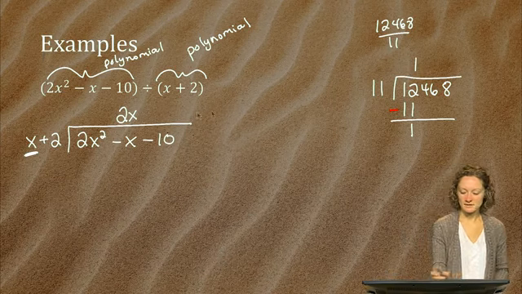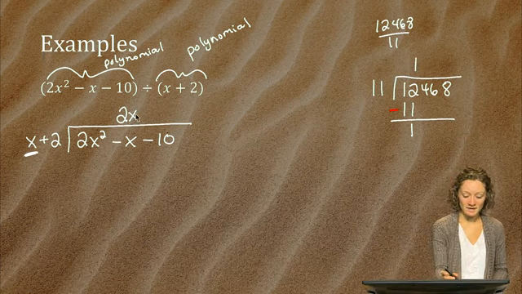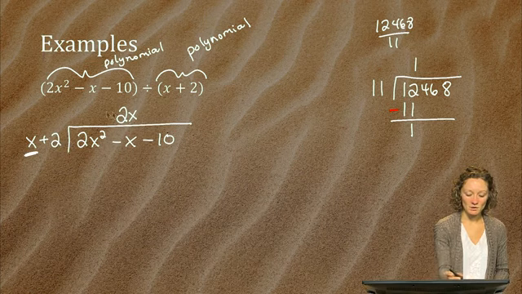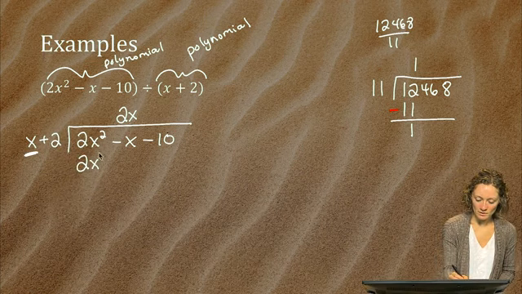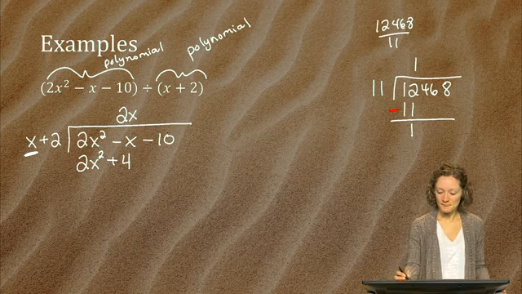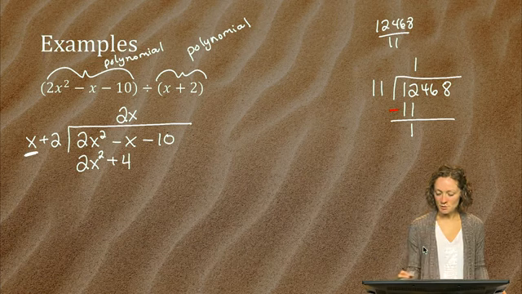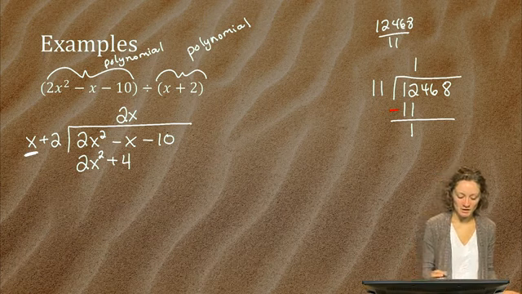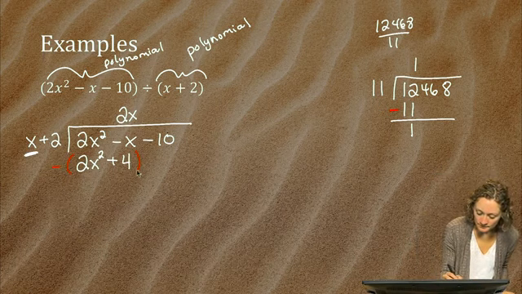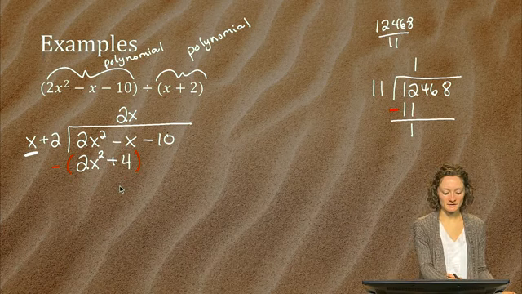Once we decide what we're multiplying by, we write it up top. Then what happens next? In our numbers, we multiply 1 times 11. So do the same thing here. 2x times the entire quantity. 2x times x is 2x squared. 2x times 2 is plus 4. Then the most important piece, the piece that in this long division is most commonly where a mistake is made, is the subtraction part. This whole thing gets subtracted, just like the 11 gets subtracted.